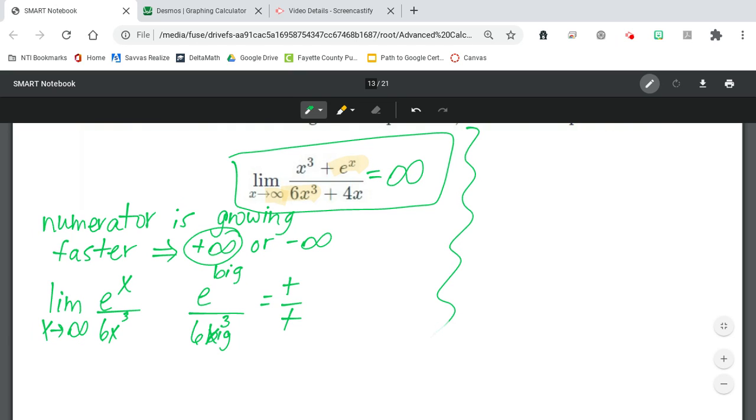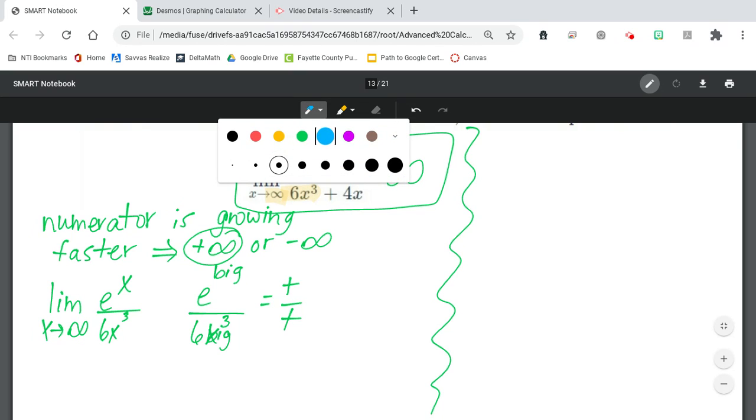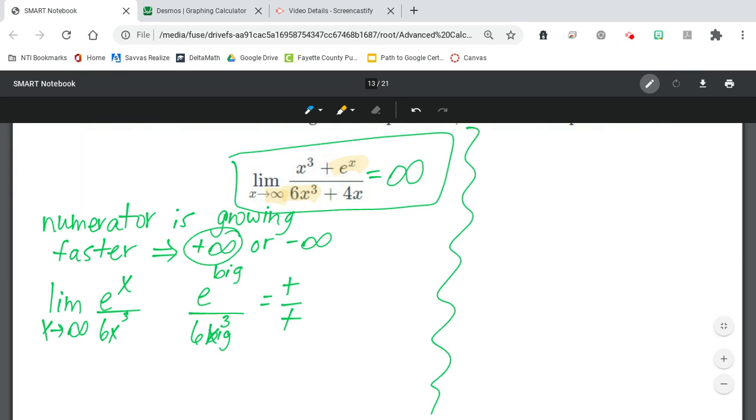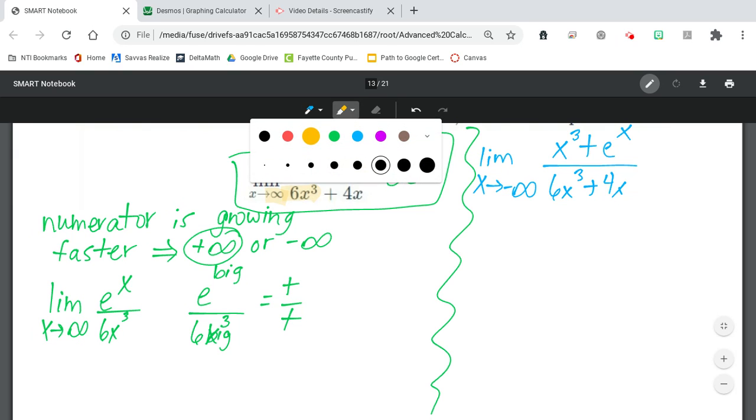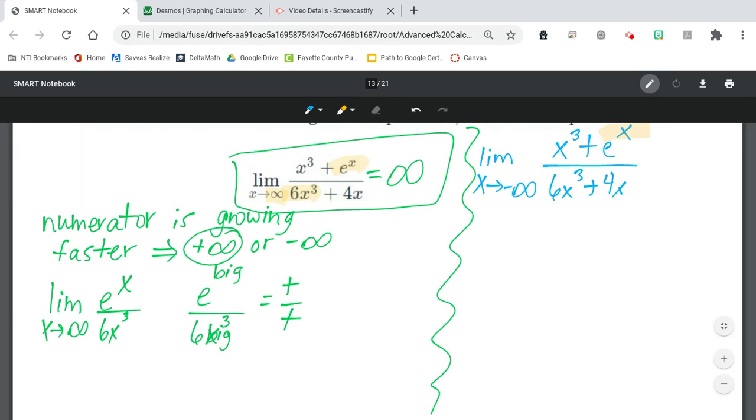But what if instead of approaching positive infinity, that limit approaches negative infinity? So let's rewrite that problem. x cubed plus e to the x over 6x cubed plus 4x. And I go to identify my most dominant terms. And it looks like you've got to be careful with this e to the x when you're approaching negative infinity. Because it looks like e to the x would be a most dominant term.